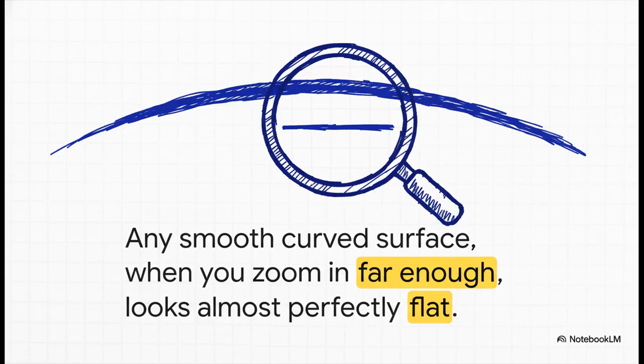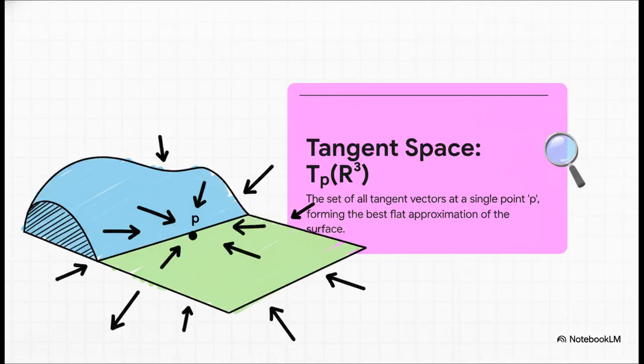Just think about the Earth. To us, just standing around on it, it seems pretty flat, right? But we all know it's a giant curved sphere. Well, this local flatness is true for any smooth surface, whether it's a basketball, a donut, or the hood of your car. So how do we capture this idea of a local flat patch with math?